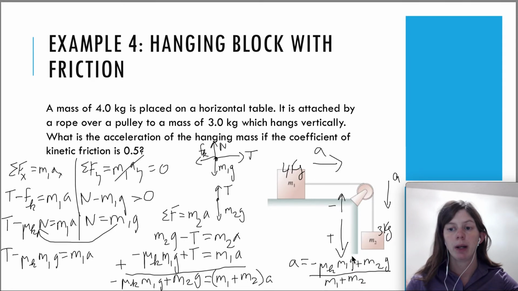And now we have to plug in all the numbers, so I'll tell you what to plug in. I don't have room to write it down though. Mu k is 0.5, m1 is 4, g is 9.8, plus 3 times 9.8 over 3 plus 4. When you do all of this, what we're going to get as our final answer, which I'll write down here, I ran out of room here, is 1.4 meters per second squared. So that's the final answer.